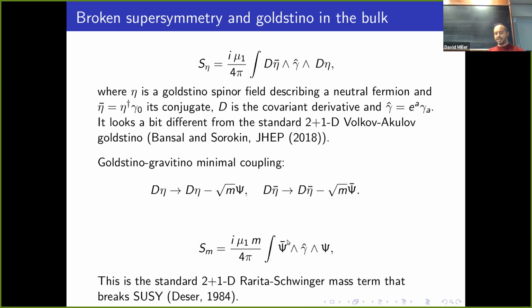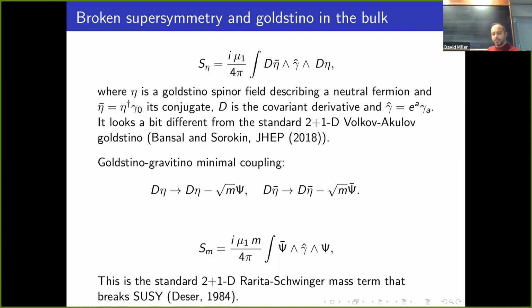And this is exactly what we were looking for, because this is the well-known, at least in the literature, Rarita-Schwinger mass term. This was originally also said by Deser in the 80s. So this term induced by this minimal coupling gives us two things. It breaks SUSY, because SUSY is not compatible with the massive spin 3/2, and it also gives induced dynamics to the spin 3/2. That is exactly what we want. So somehow with this Goldstino picture, we also have a mass, and we break SUSY in a way that I think is quite honest.